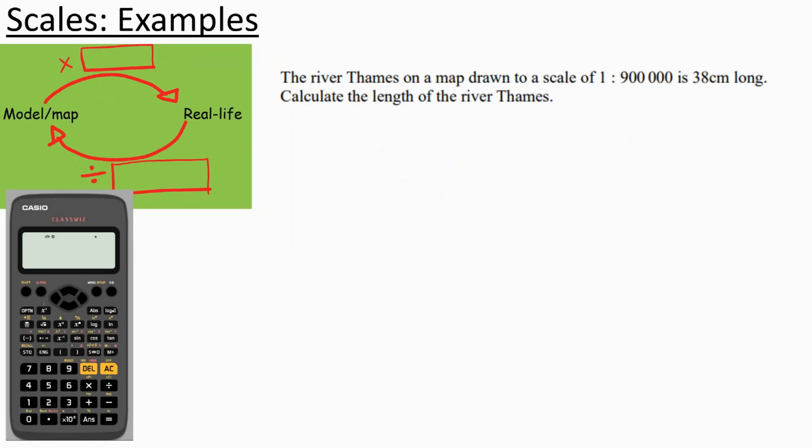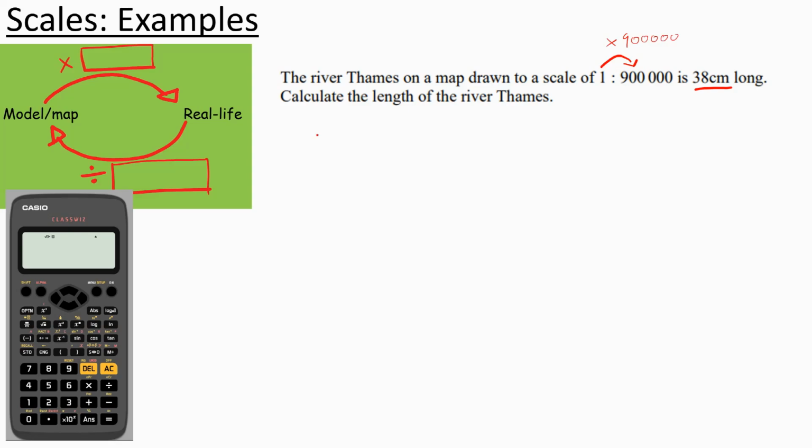This is definitely a calculator question, this one. So the River Thames on a map is drawn to a scale of 1 to 900,000. Calculate the length of the River Thames. So on the map, it's 38 centimetres long. So to go from the map to real life, we need to multiply by 900,000. We can see that's what the scale is.